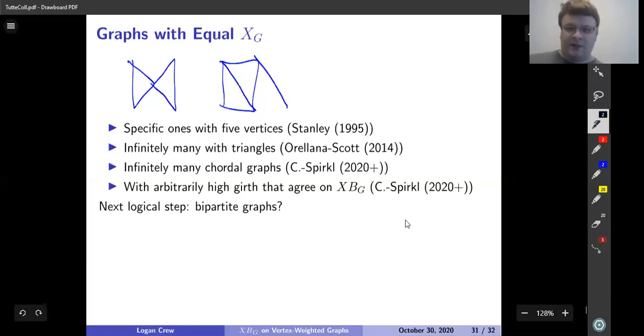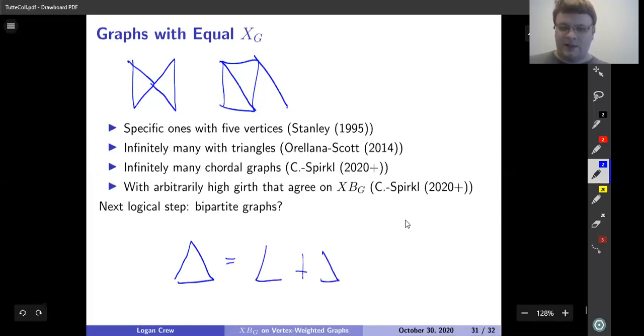Although XB of G does tell you the degree sequence. The next big result was when Oriana and Scott gave a modular relation. They showed in particular that if you have a graph with a triangle on it, its chromatic symmetric function decomposes in this manner, as an inclusion-exclusion, where we fix one edge of the triangle and include-exclude on the others. And in fact, this has also been shown to generalize to an n-cycle. And by using this relation, they were able to construct infinitely many pairs of graphs with equal XG.